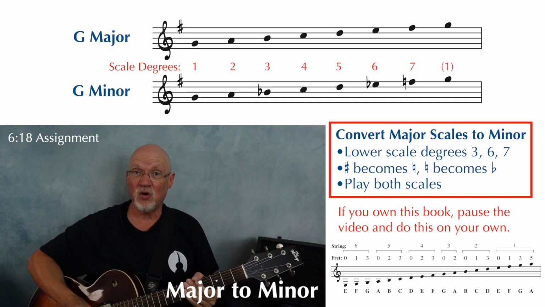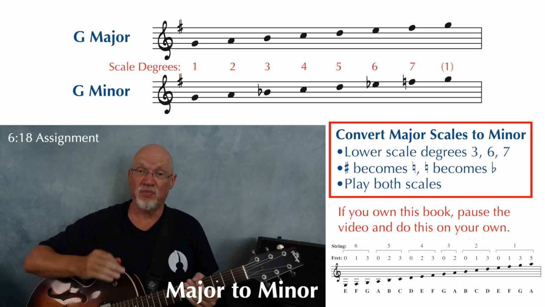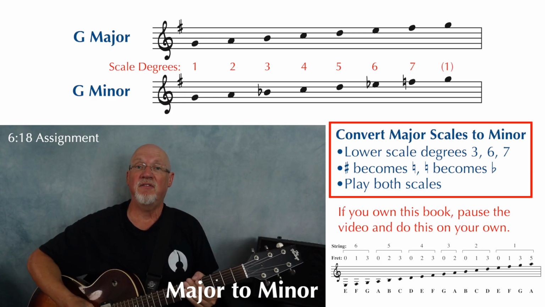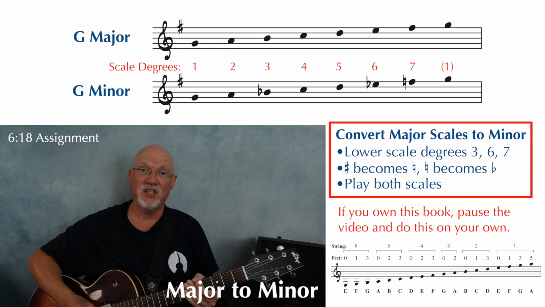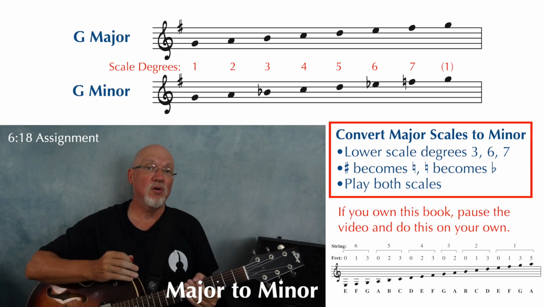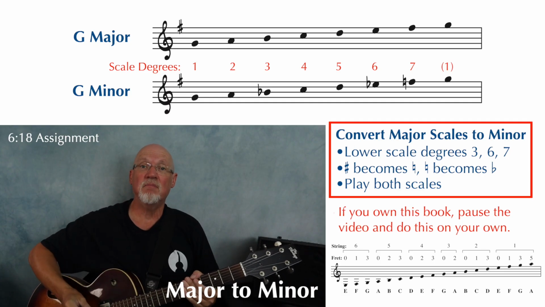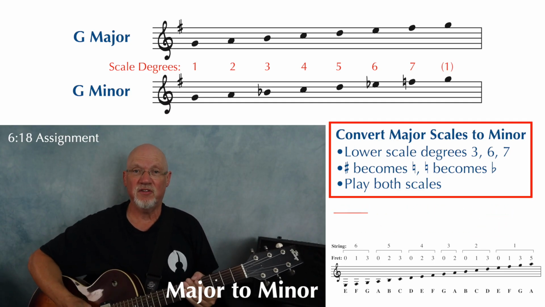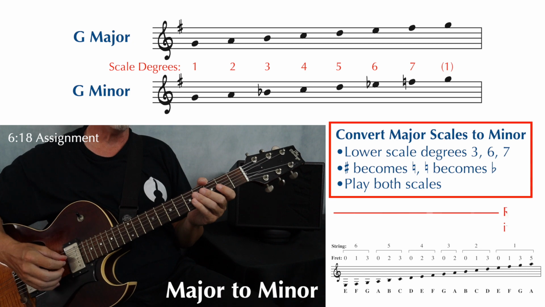So if it's a sharp note, change it to a natural note. That's how you lower a sharp. And if it's a natural note, lower it by changing it to a flat. And then when you're done writing these out, play both the major scale and the minor scale so you can hear the difference. First up, we have a G major scale.